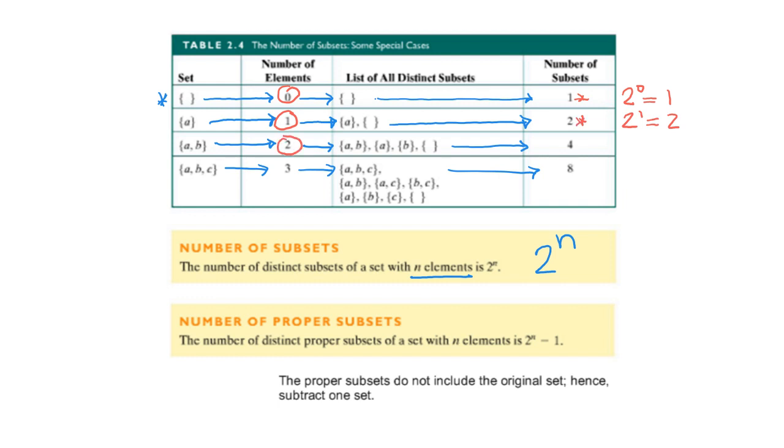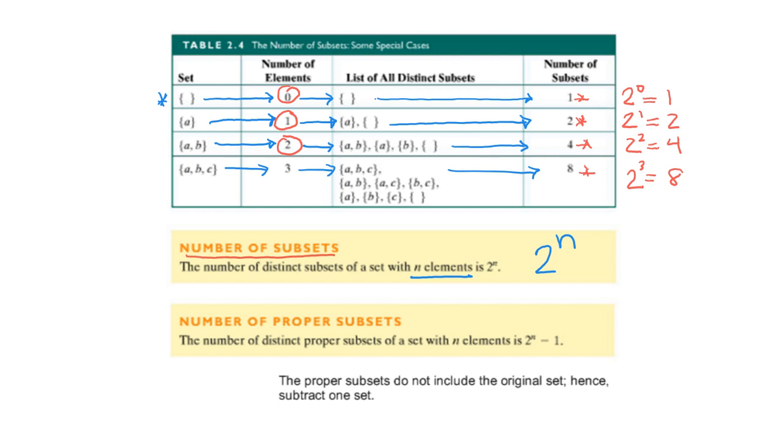Now we can keep going on. 2 to the second power is equal to 4, which matches right here that we have 4 subsets. So if you need to find out how many subsets you could possibly write down, you always use 2 to the nth power. Now let's do that last one. 2 to the third power is 8, which matches 8 subsets. All right, now this is just for subsets.